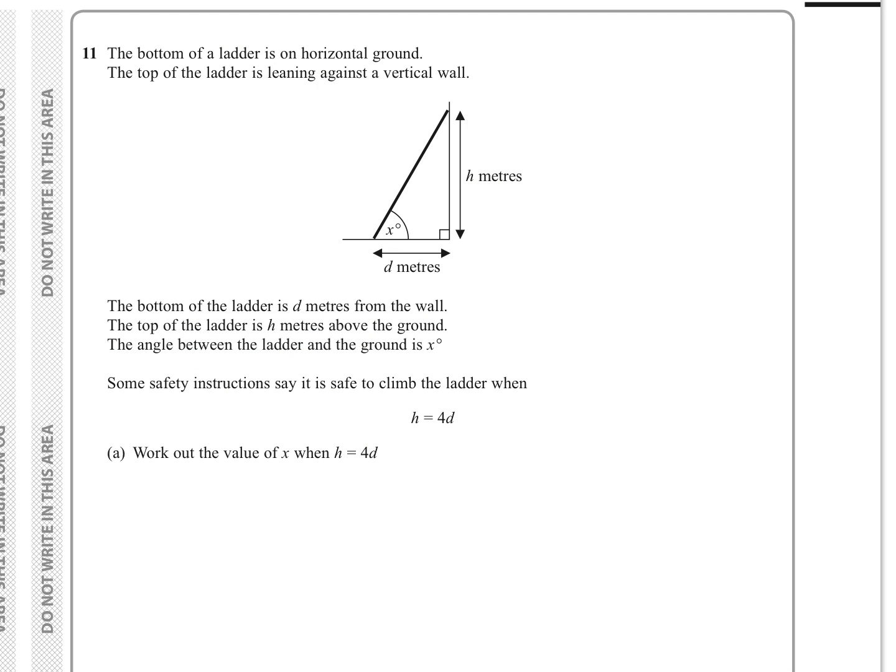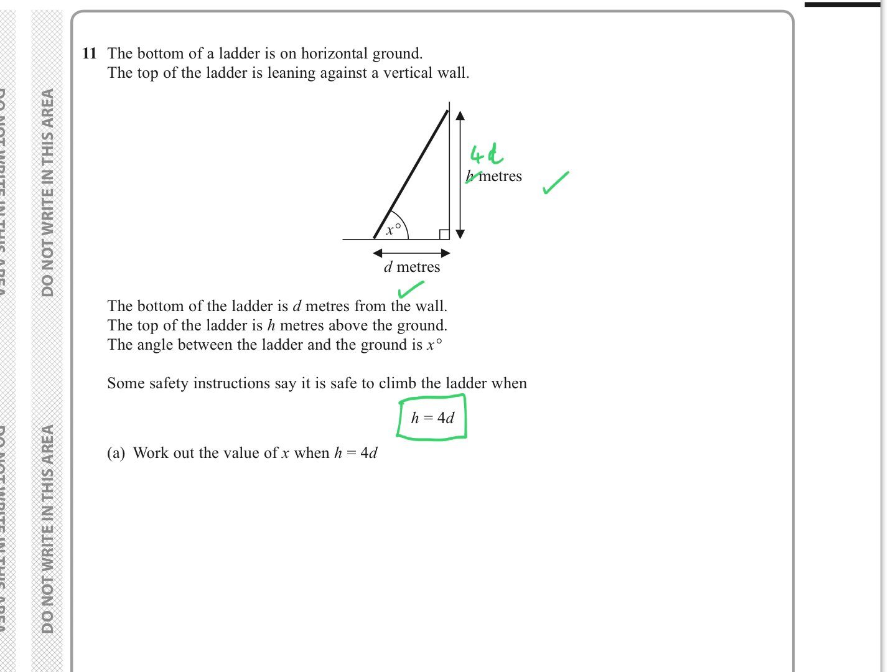Question 11. The bottom of a ladder is on horizontal ground and the top of the ladder is leaning against a vertical wall. It says the bottom of the ladder is d meters from the wall and the top of the ladder is h meters above ground, and the angle is given as x degrees. Some safety instructions say it is safe to climb the ladder when h equals 4d. So we'll just make that the case.